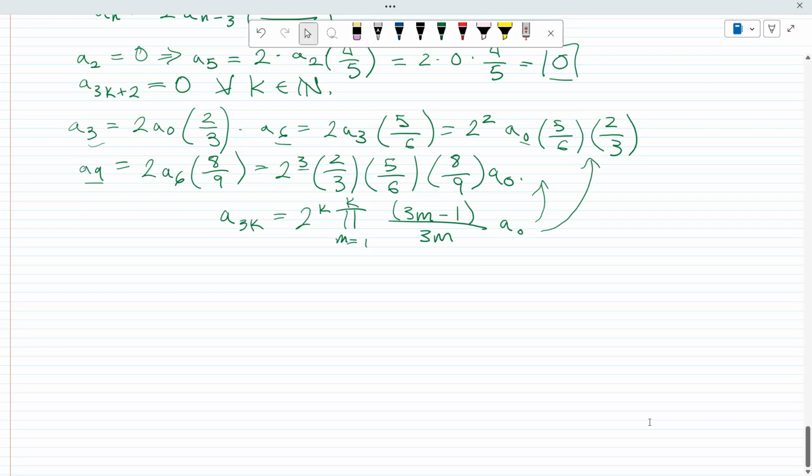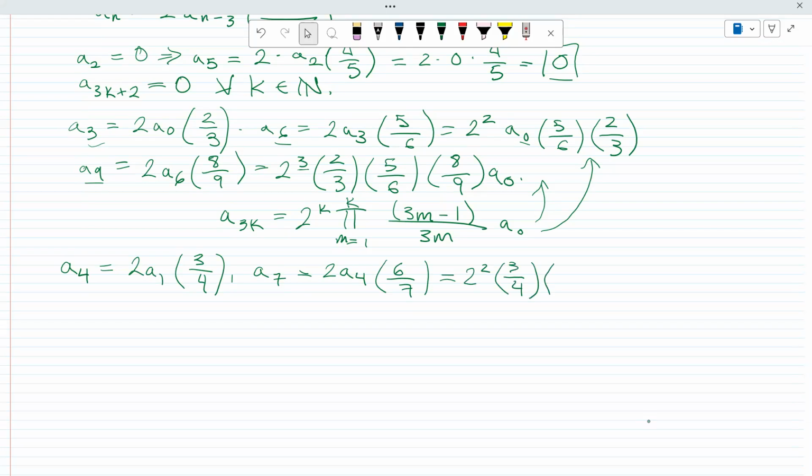So now for the very last relation we need to look at, we have a4 is equal to 2a1 times 3 over 4. We have a7 is equal to 2 times a4 times 6 over 7, which is equal to 2 squared times 3 over 4, 6 over 7, a1. Yes, a1, not a0.